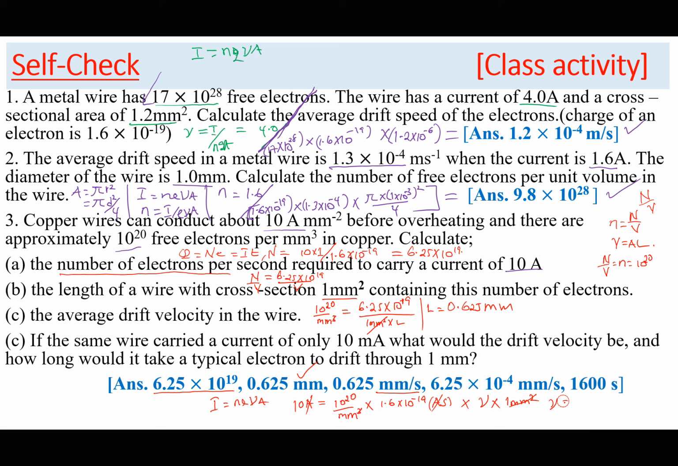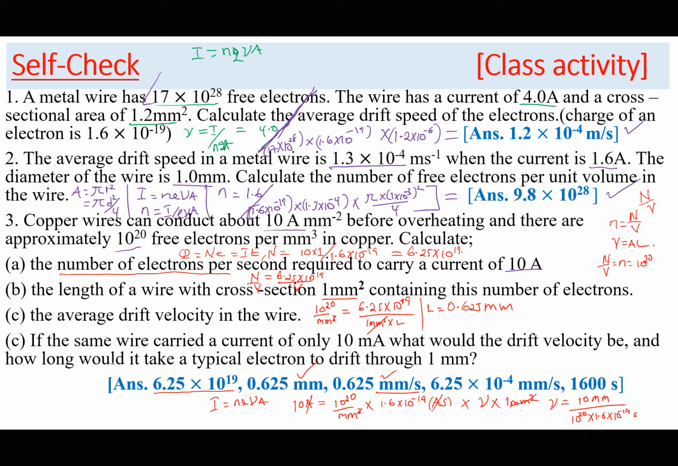So V is going to be equal to 10 millimeters divided by 10 to the power of 20 times 1.6 times 10 to the power of minus 19 seconds, because amperes has cancelled out. So my answer should be in millimeters per second, and when you press your calculator, that is correct.